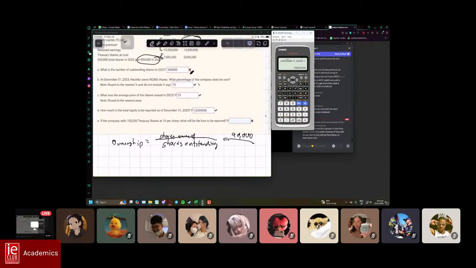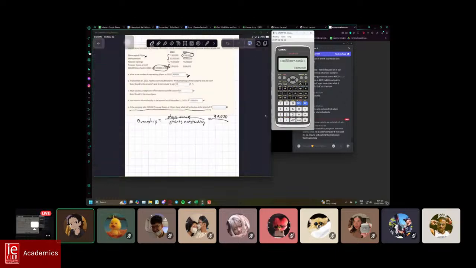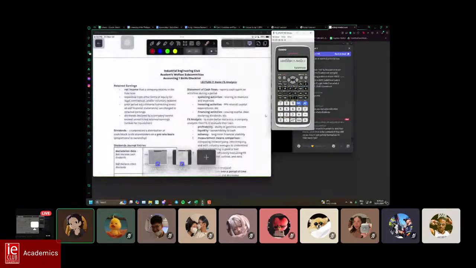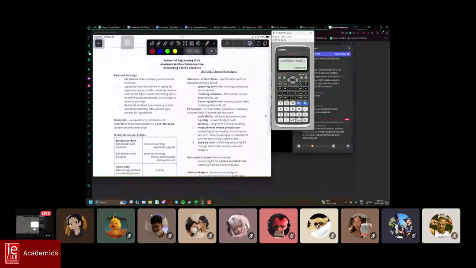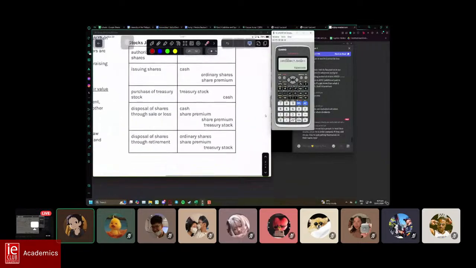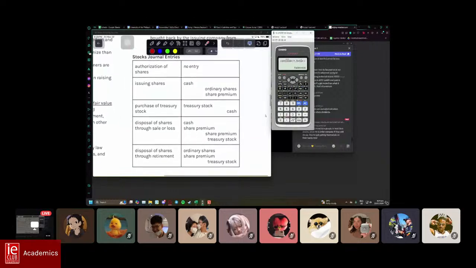72 million. So if the company sells 100,000 treasury shares at 10 per share, what will be the loss to be reported? So if you want, we can go back to the thing here. Again, treasury shares. Disposal of shares through sale or loss. So when treasury stocks are bought back by the public, not the company. Is this right?